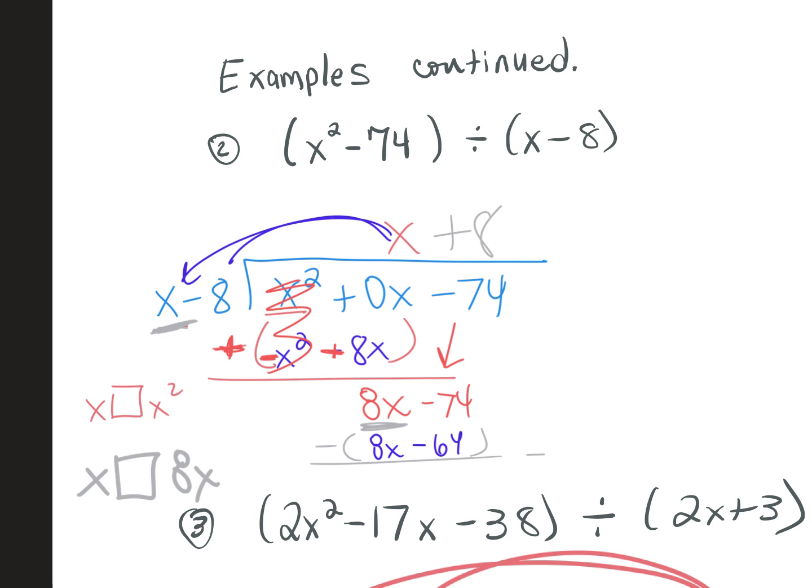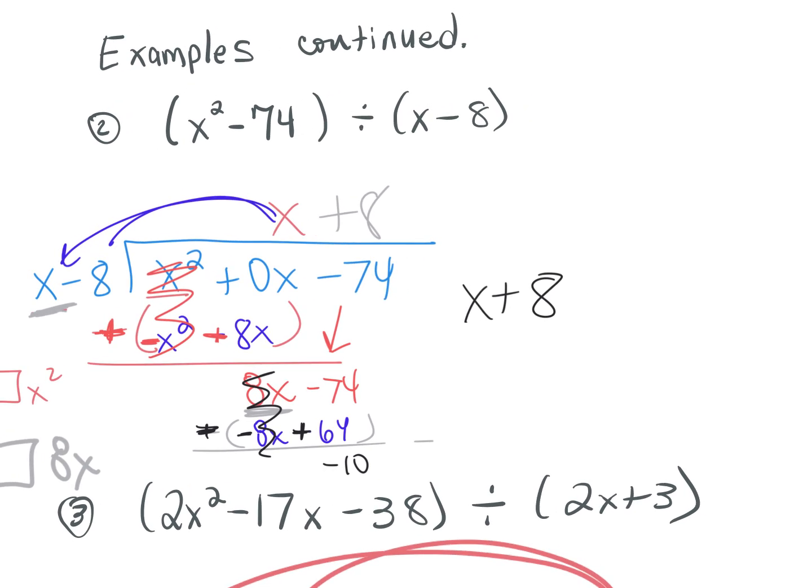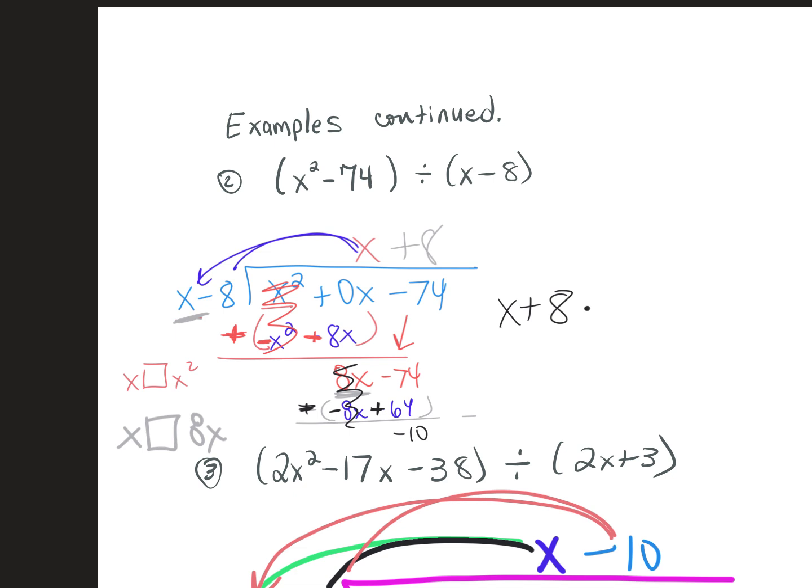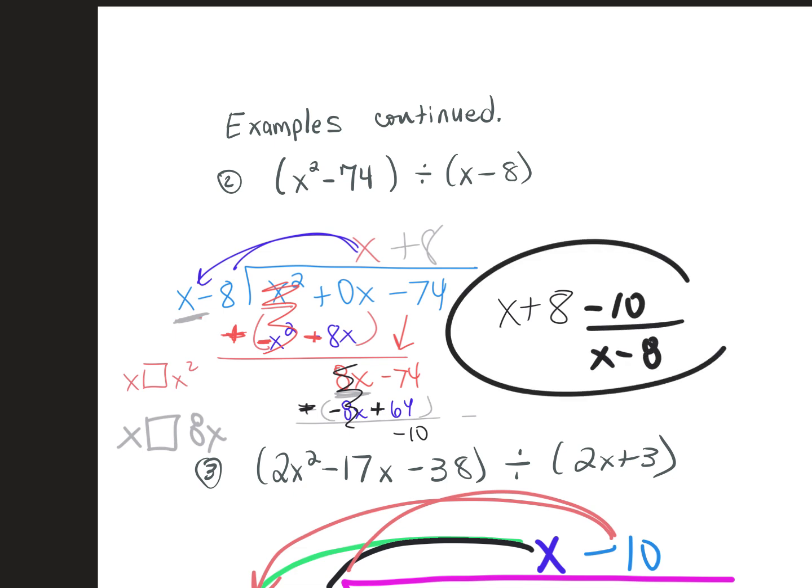But before we subtract, what do we do? Distribute. So change, change, change. So negative 74 and 64 is negative 10. And my x's cancel, my 8x cancels, right? So what is negative 10? Your remainder, your leftovers. So your answer is x plus 8. And then how do I write my remainder? Minus 10 over x minus 8. Perfect.